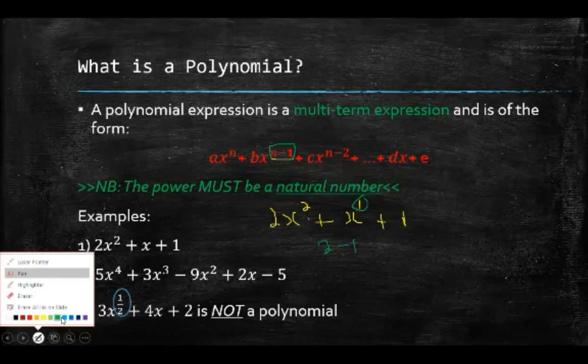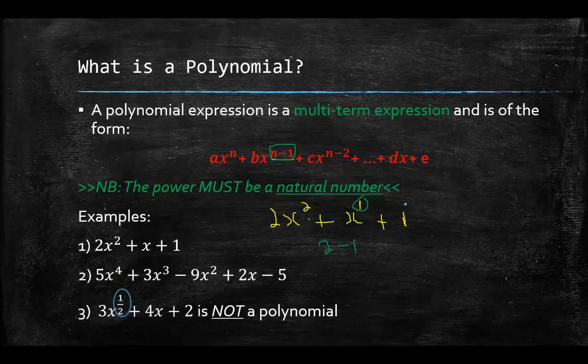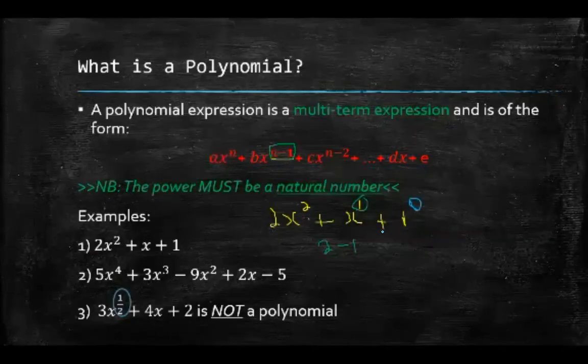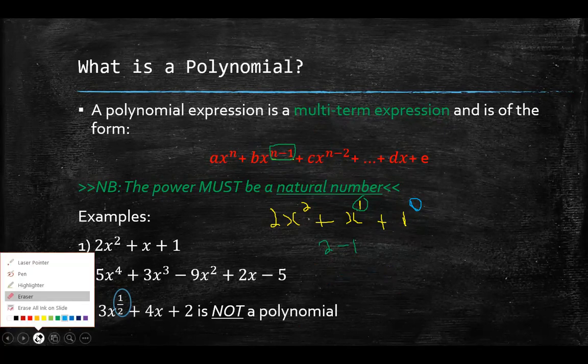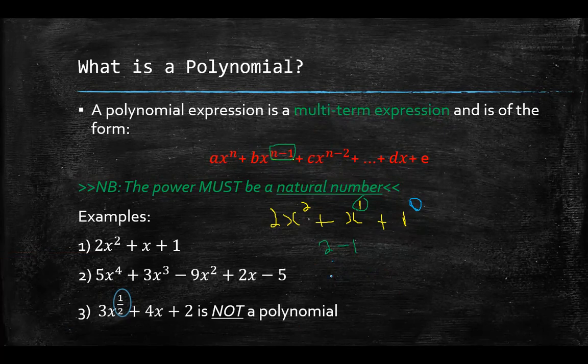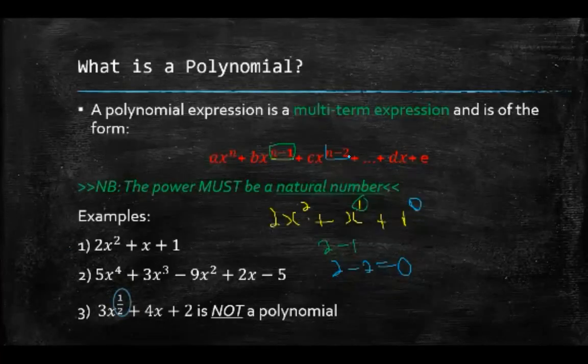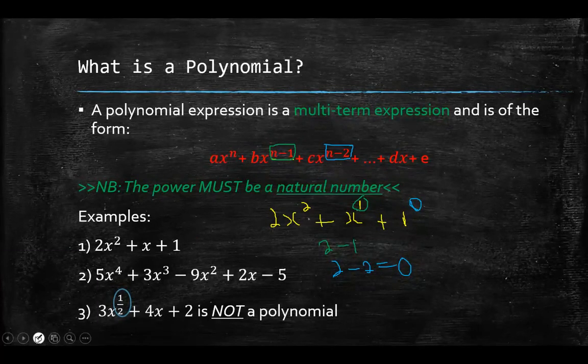We know if we see a constant by itself, when we are doing indices, that means that the power is 0. How did they get 0? Well, you could say 1 minus 1 is going to give me 0, but let me show you how I have it. 2 minus 2 is equal to 0. That's how they got the power to be 0. I just wanted to show you that.